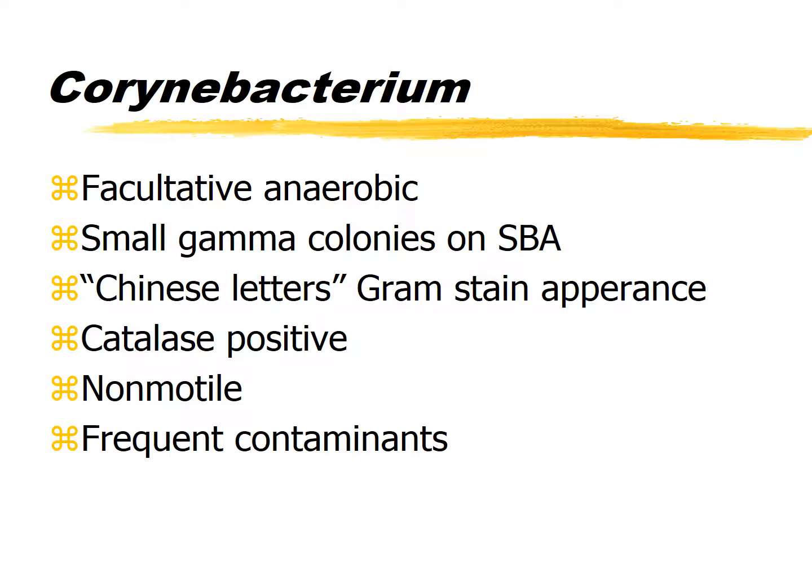Corynebacterium are facultative anaerobes. They form small gamma-hemolytic colonies on blood agar. They have that Chinese letter appearance, which I spoke about earlier. They're catalase positive. That's an important characteristic. They're non-motile, and they're frequent skin contaminants.